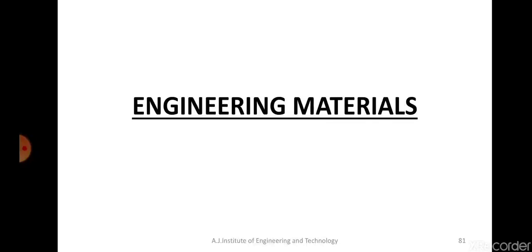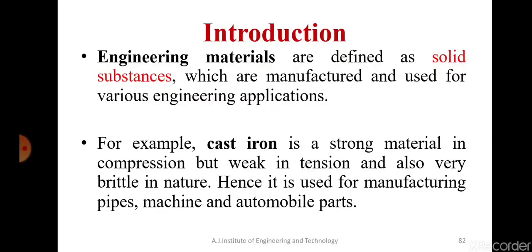Okay, so introduction. Engineering materials, as I've told you, are defined as solid substances which are manufactured and used for various engineering applications. For example, cast iron is a very strong material in compression, but it is very weak in tension, and also it's very brittle in nature. Hence it is used for manufacturing pipes, machines and other automotive parts. This is just an example.